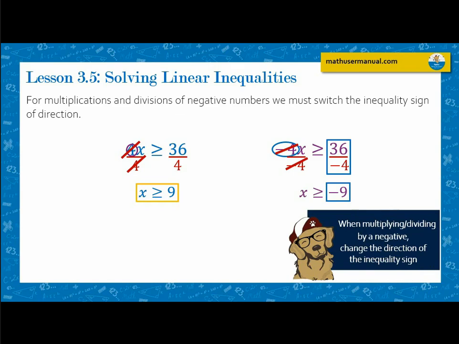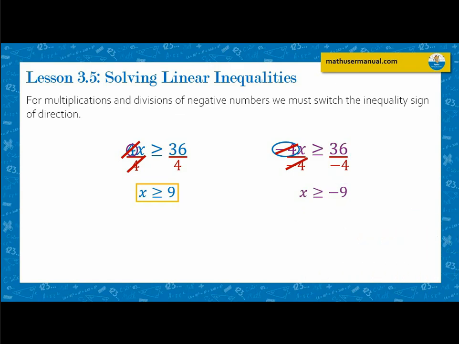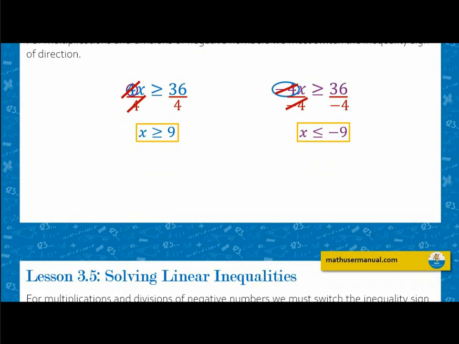Because we divided by a negative 4 on the right inequality, we need to take this inequality sign, which says x is greater than or equal, and replace it with less than or equal. So now our answer on the right side is x is less than or equal to negative 9. The left answer stayed the same: x is greater than or equal to 9. But on the right, we had to switch the sign because we divided by a negative number.